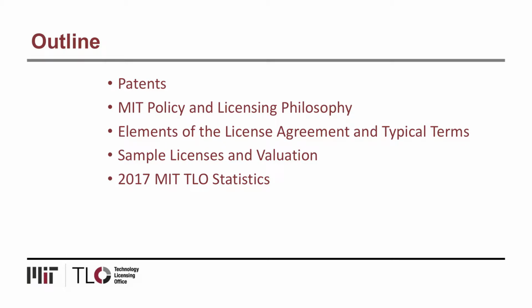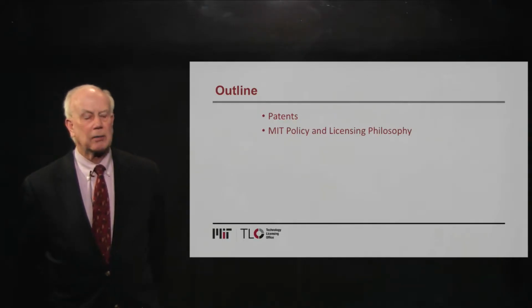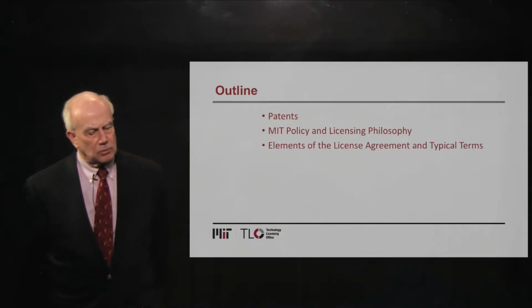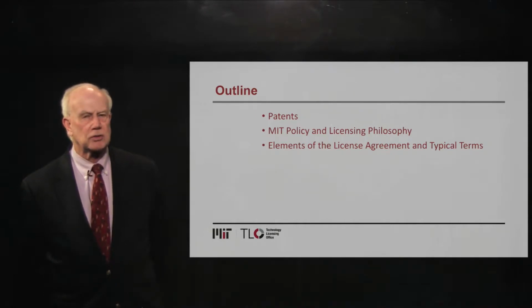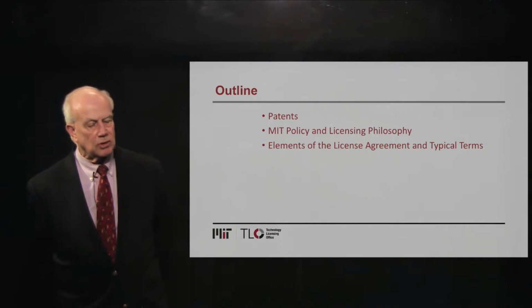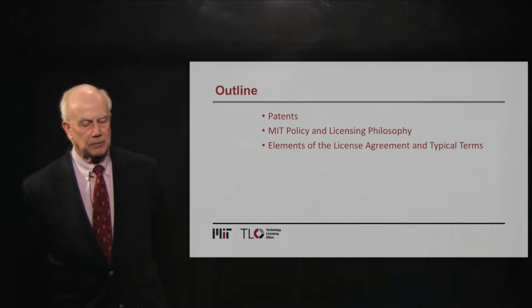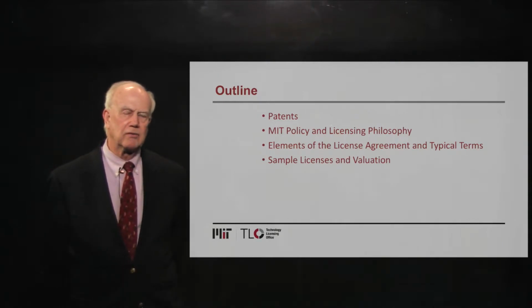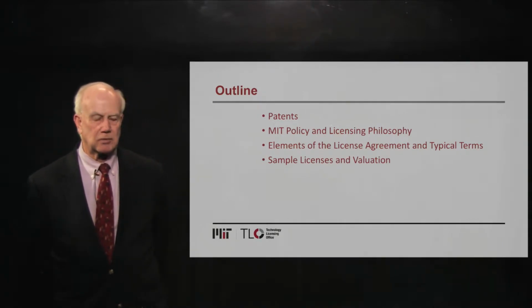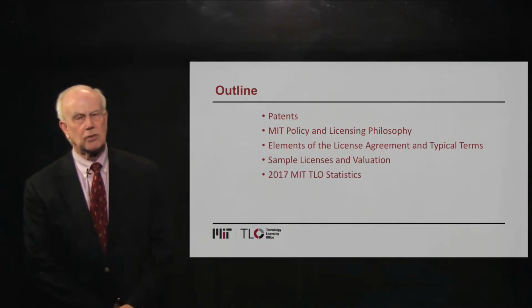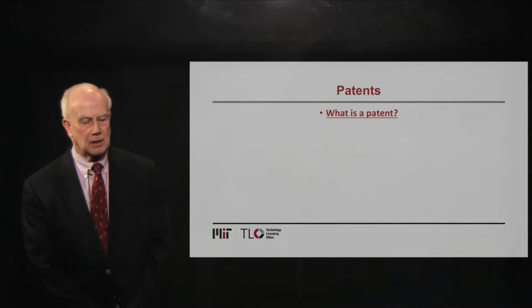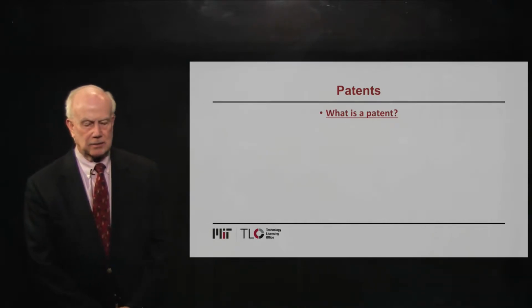So we're going to begin by talking about patents. Following that, we'll talk about MIT's policy and its licensing philosophy. Then we'll move on to the elements of a license agreement and the typical terms in a license agreement. This, of course, is a license agreement from MIT to a company. Following that, I have some samples of license agreements and will talk a little bit about the valuation of technology as we license it from MIT. And then we'll move on to the actual statistics of the Technology Licensing Office at MIT for the fiscal year 2017.